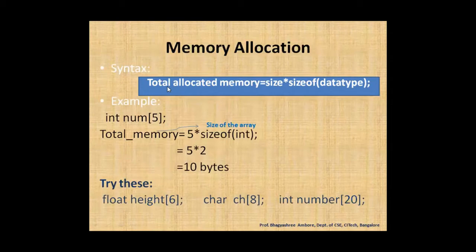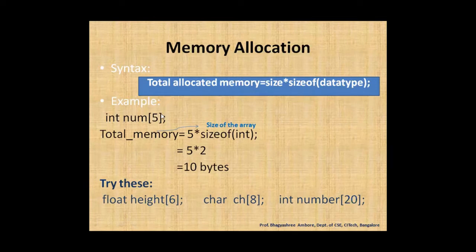Now, memory allocation. What formula are we using? Total allocated memory. How much memory does an array take? A one-dimensional array takes the array size into the size of the data type. If I consider integer, it takes 2 bytes. If I consider a float, it takes 4 bytes. If I consider character, it takes 1 byte.